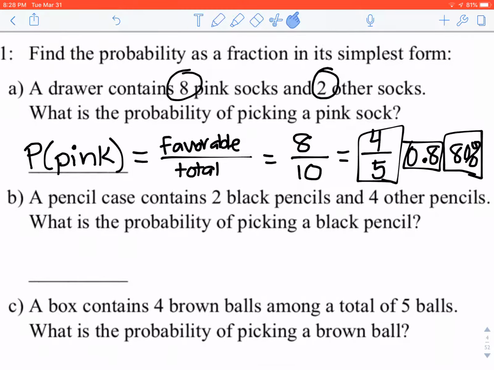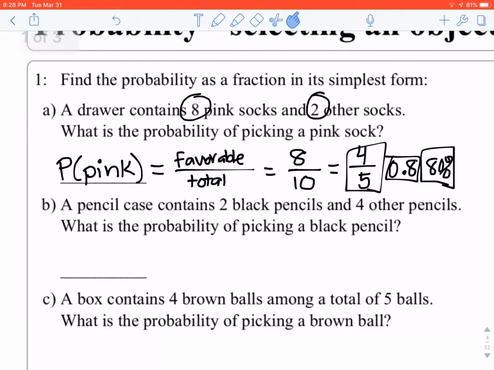Okay, number 2. A pencil case contains 2 black pencils and 4 other pencils. What is the probability of picking a black pencil? Okay, so your notation should be probability of black pencil. Okay, and if you want to pause the video and try these ahead of me, please feel free to do that. That might be helpful. So favorable over total. Okay, let's start with our favorable. There are 2 black pencils.